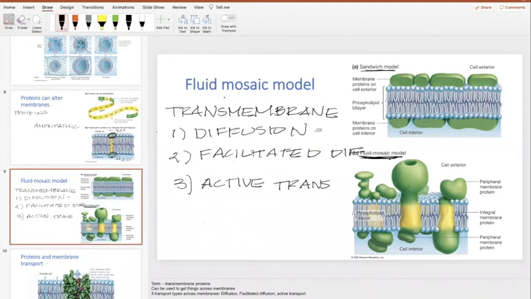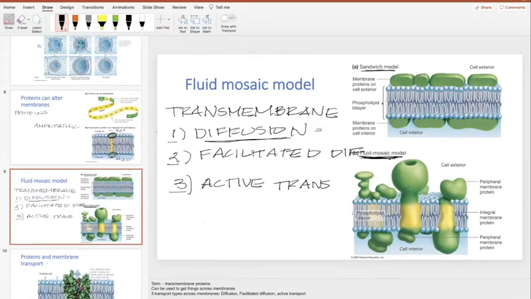Okay, so I left you with this slide where I told you a little bit about the fluid mosaic model and transmembrane proteins. I also mentioned that our challenge is going to be getting the things that we need across this phospholipid bilayer so that we can have things moving into the cell interior that we want, while still keeping out the things that we don't want. And I told you that there are 3 different mechanisms by which we can transport things across membranes. Diffusion is the first one, and we talked about that.